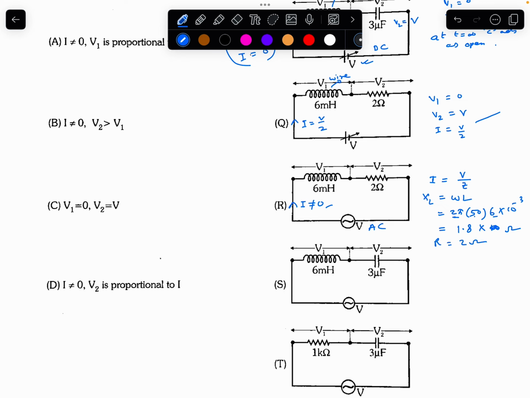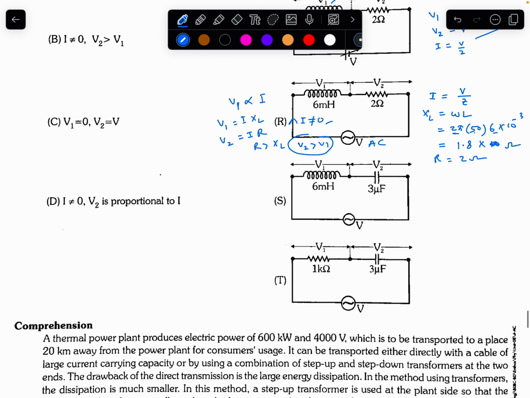So definitely here I can say that V1 is directly proportional to the current, the voltage across the inductor, because what is V1? V1 is I into XL. Okay. And V2 is I into R. Correct. And I know R is greater than XL, so I can also write that V2 is greater than V1. Okay. So I am analyzing the circuits first, then I will match with the options.